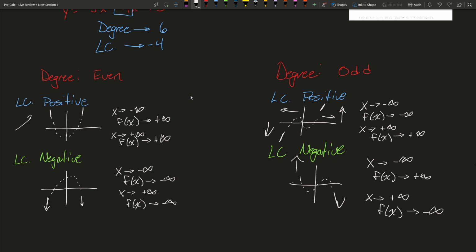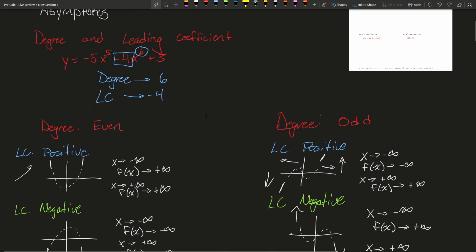So that's end behavior. We need to be able to get that from finding the degree of the function and then finding the leading coefficient. Again, the degree is the highest exponent of x, and the leading coefficient is the thing attached to that variable. So step one is you have to be able to find those.